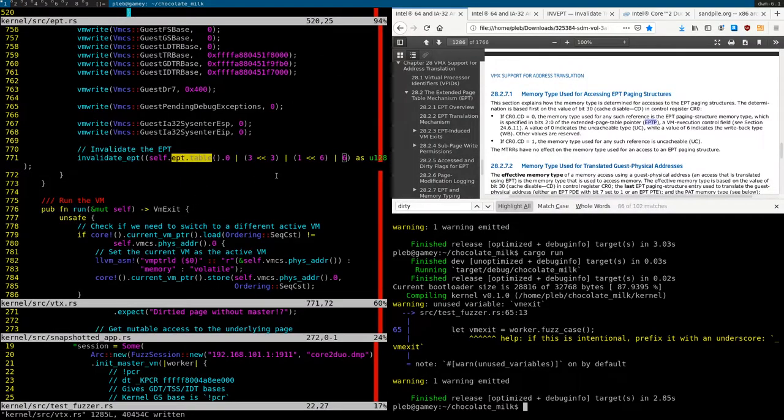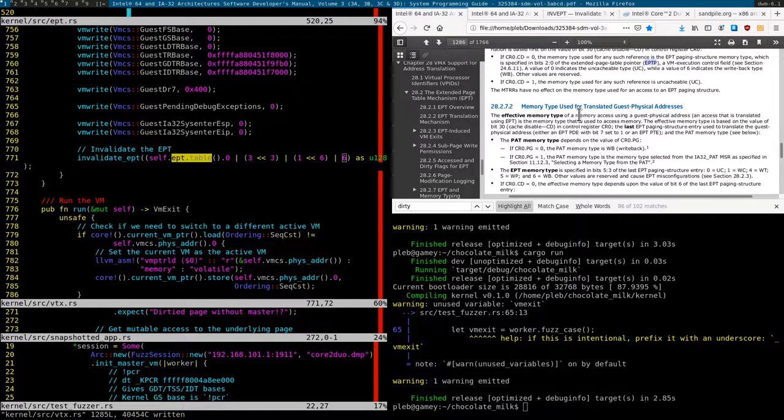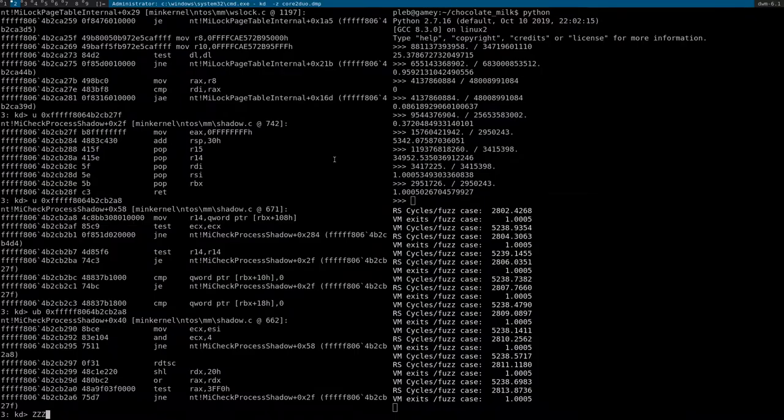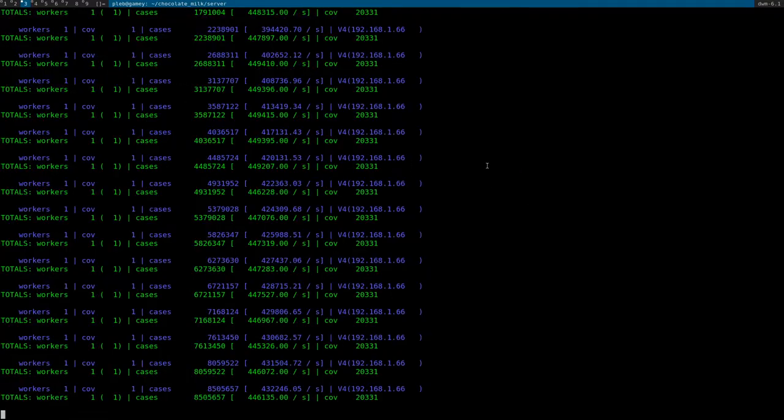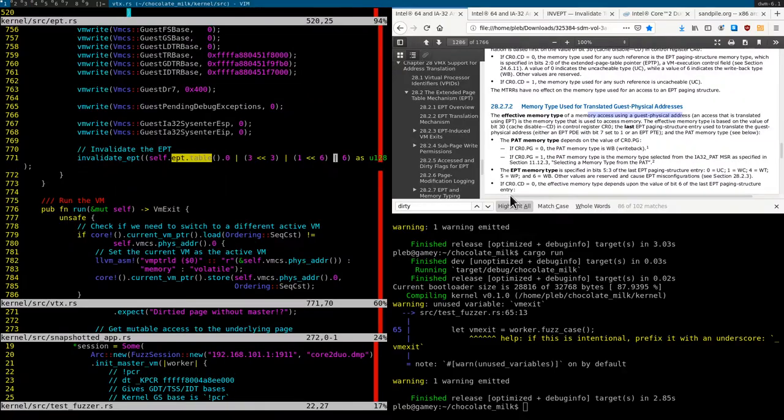Wow. I mean, then the effective... Have it as write-back? Yeah, that's what I set. I set the entries as write-back. I didn't know the whole table had a write-back field. But that's totally what it is. I guess?